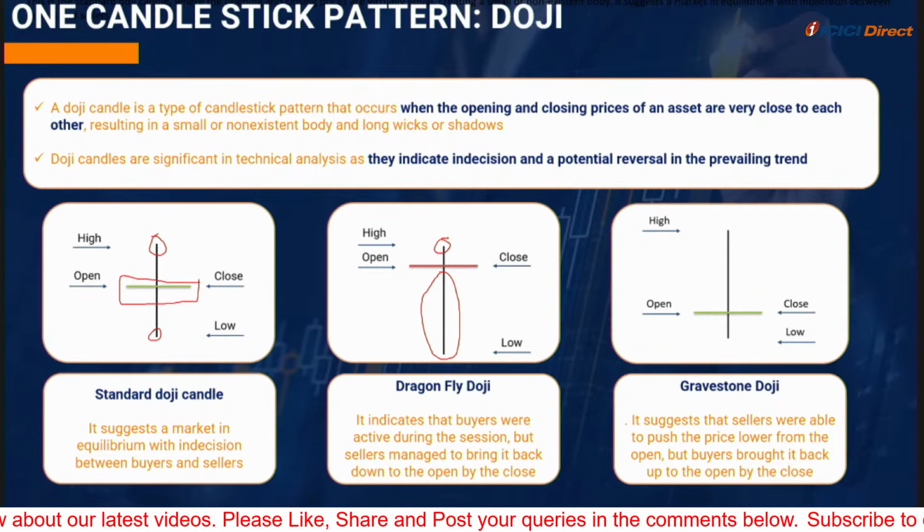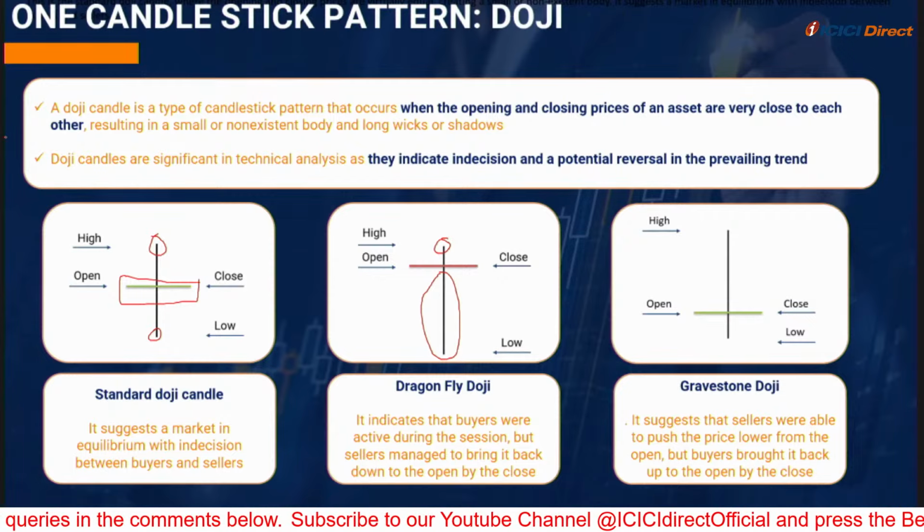Are these three doji patterns clear to you guys? One, we have a standard doji where we have indecision. Your upper wick and lower wick will almost be equal. Second is our dragonfly doji, where your lower wick will be longer than your upper wick. And third is the gravestone doji, where your upper wick will be longer than your lower wick.